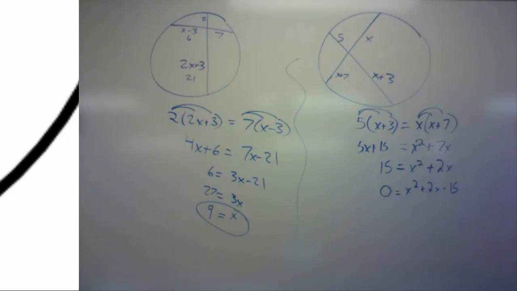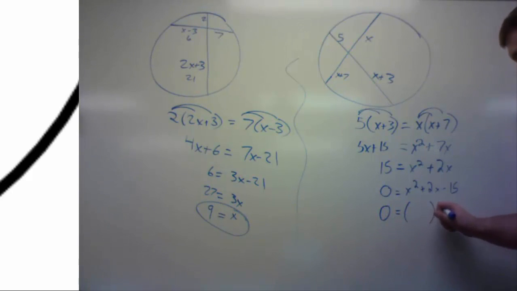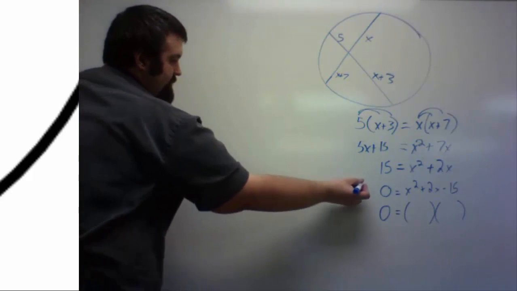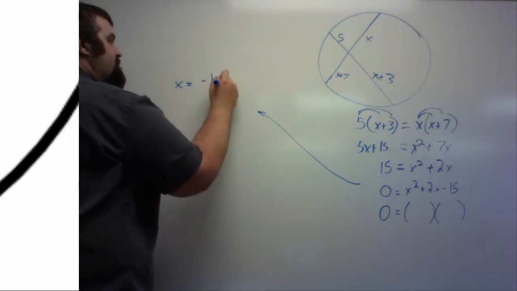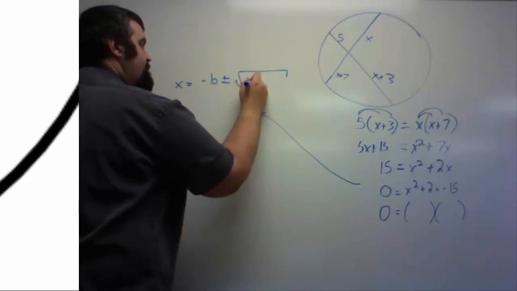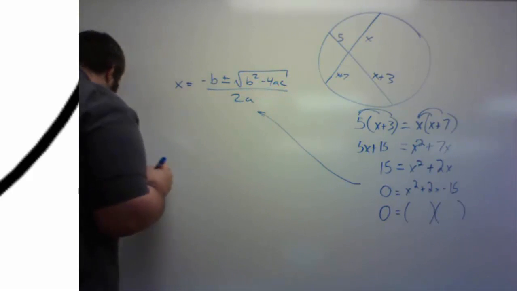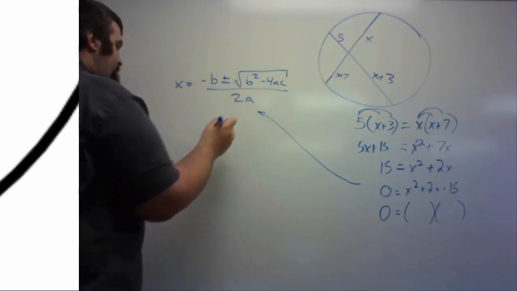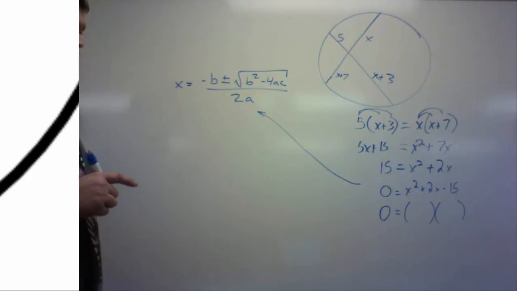At this point, I have two options. The first option is reverse FOIL, where I say 0 equals into parentheses, I figure it out. If I want to find out what x is from here, I could choose this route. x equals opposite of b plus or minus square root of b squared minus 4ac all over 2a. Now, some of you know the song. I'm just very musically challenged, so I'm not going to butcher it. But anyway, that's what I could use.